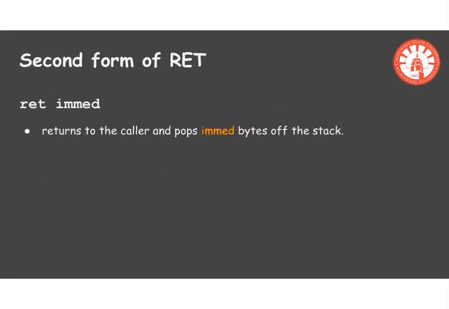We have a second form of the return function in assembly. So we have return immediate. So far we had only return with no argument. We also can have return immediate, where the immediate value tells us how many bytes from the stack to get rid of. You will see an example of this return syntax in a coming slide.